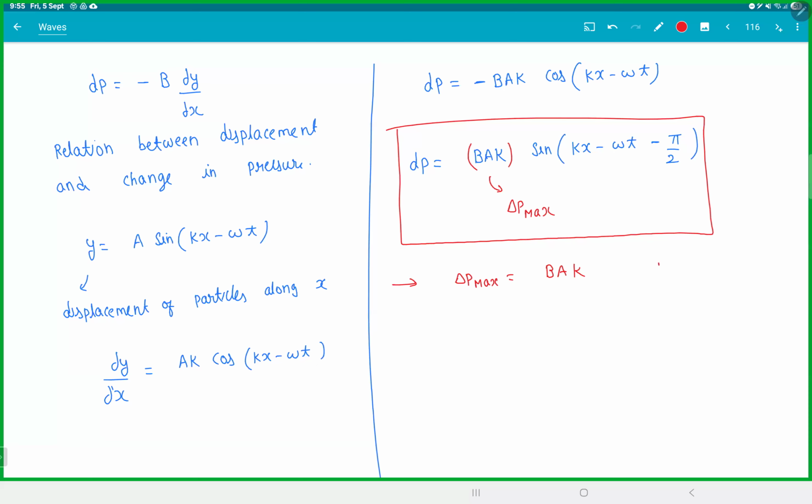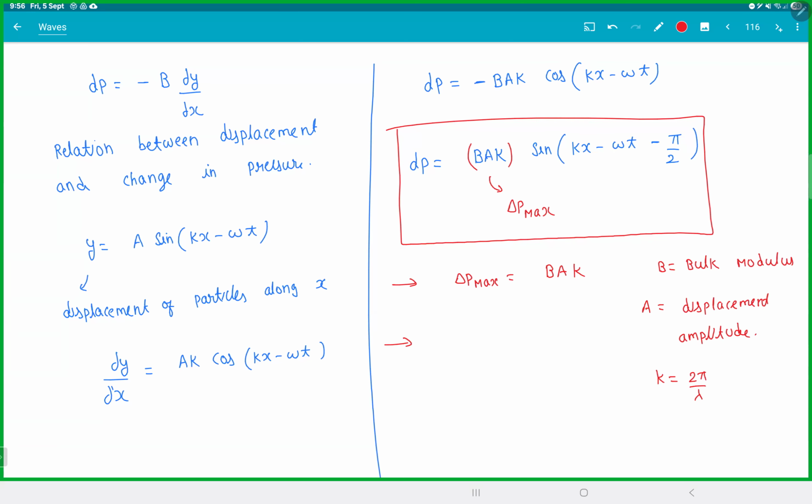A is your displacement amplitude. That means the higher the bulk modulus, the more pressure you get. K is 2 pi by lambda. So lower wavelengths create more pressure.